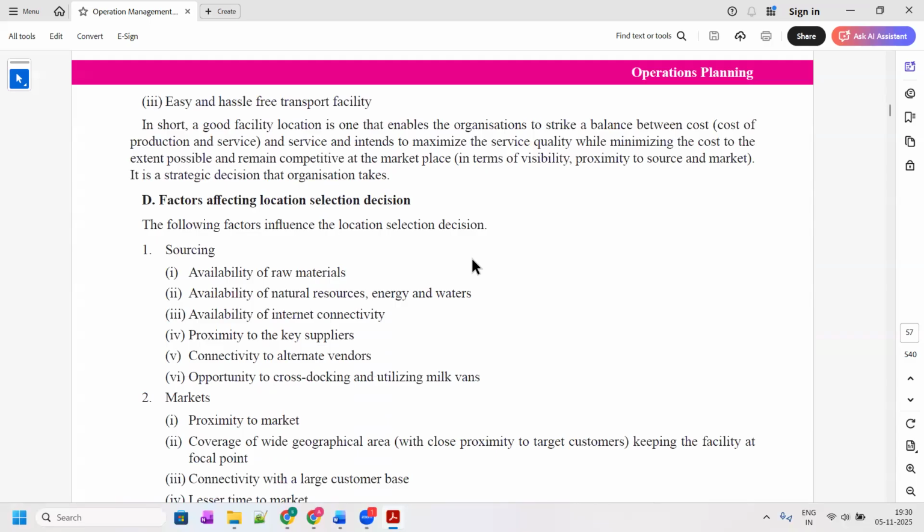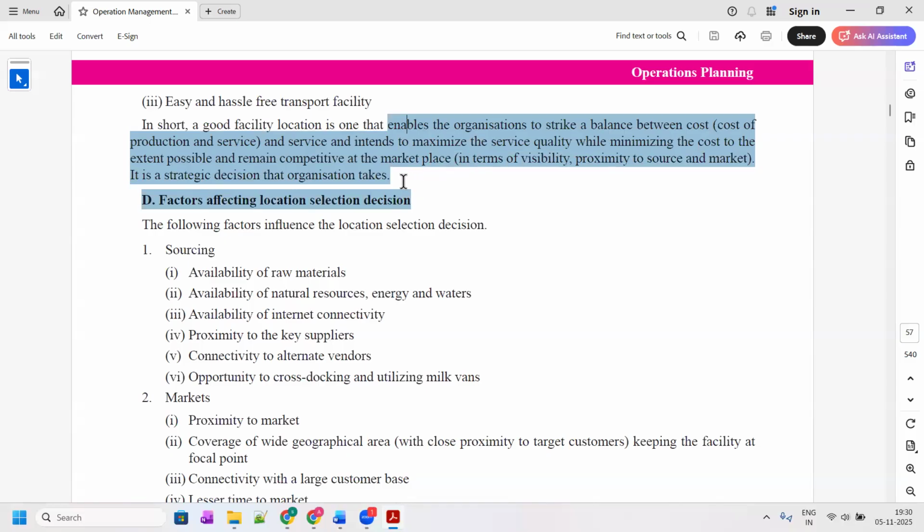So, in short, a good facility location is the one that enables the organization to strike the balance between the cost of production and service, and to maximize their service quality while minimizing the cost in every possible manner. Thereby it gives them proximity or closeness to the market or raw material, or more visibility in the market. And that way, anyone who wants to set up a plant will be attracted to these kinds of parameters.